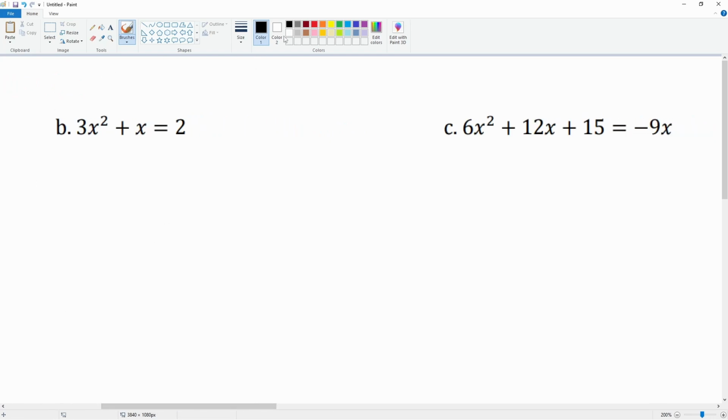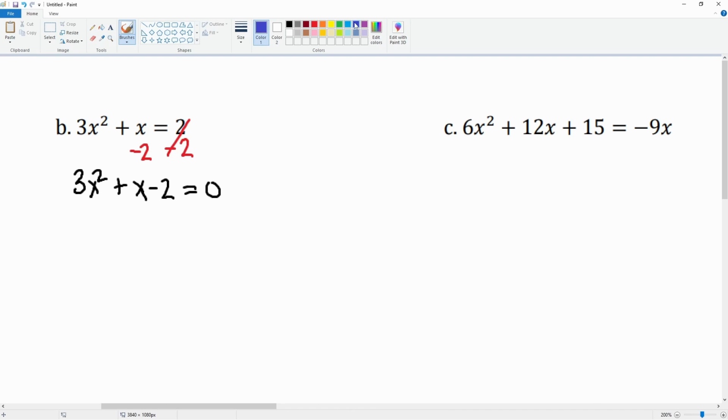B, let's solve. And again, it's going to require us to factor, but first we have to make it equal to 0. So I'm going to subtract 2 to both sides. The right hand side does cancel, leaving you with 3x squared plus x minus 2 is equal to 0. I write this in standard form.